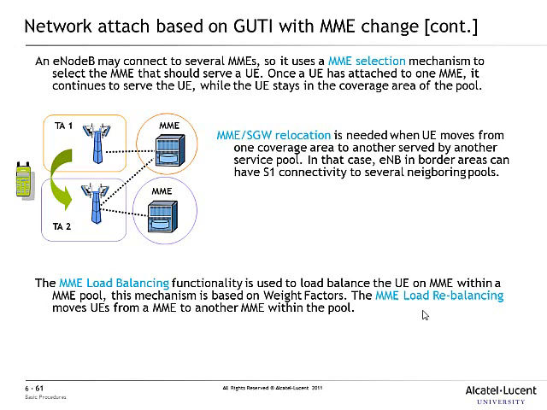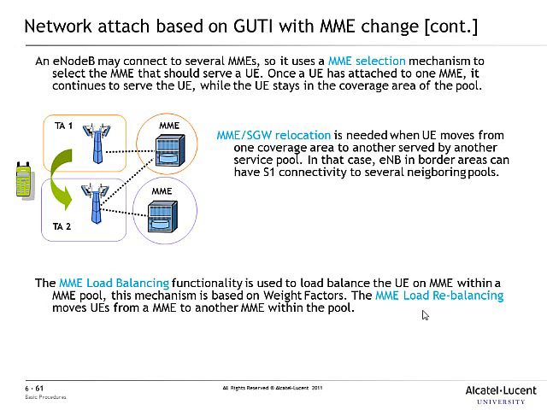Okay, so again, this is a mechanism that is done by the network. It is not initiated at a UE level, so there is no signaling that is sent across the interface. Within the MME pool, there is a load balancing algorithm running that says, oh, this particular MME has too much load. Let's shift some of the UEs to some of the other MMEs within the pool, so we can balance the load between all the MMEs.